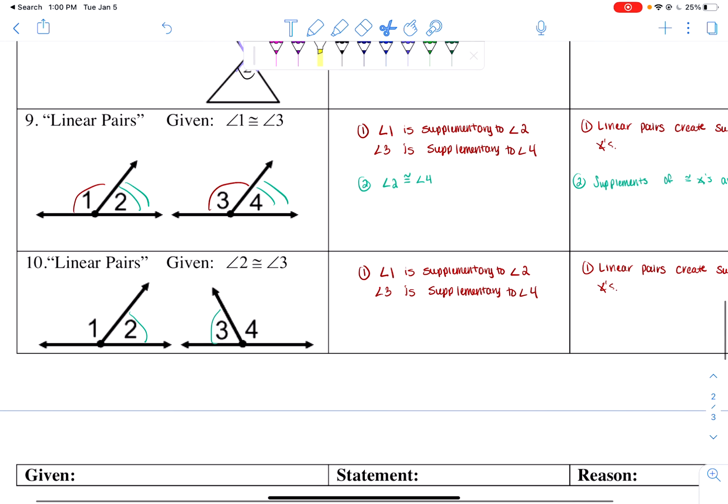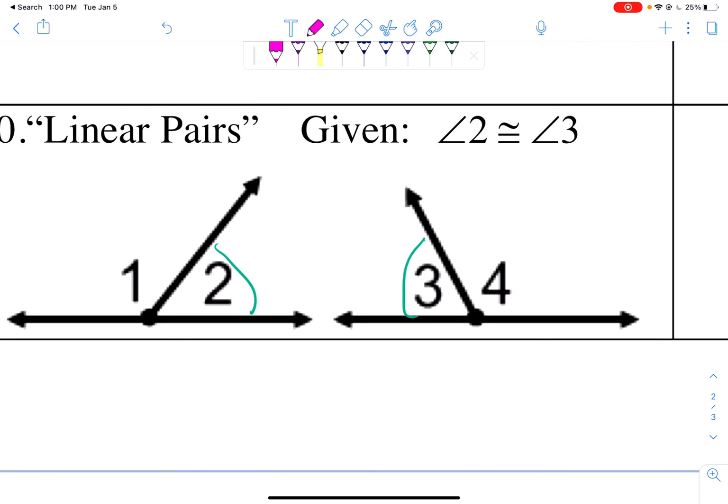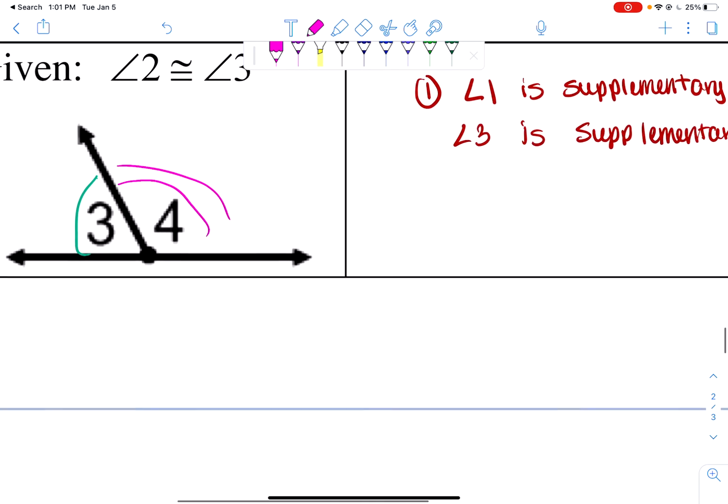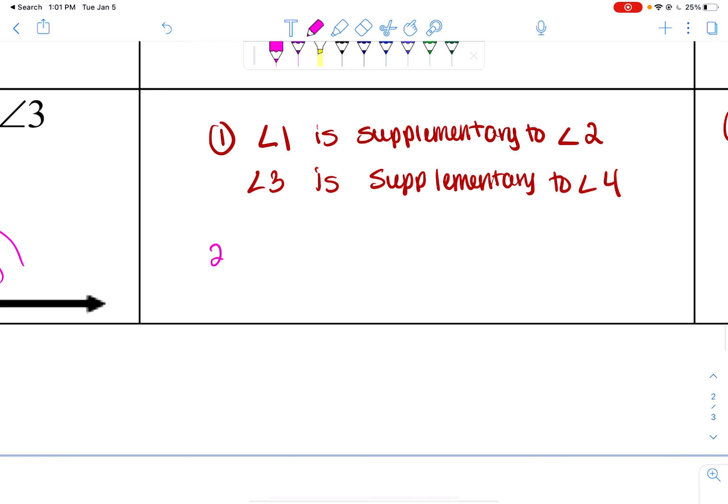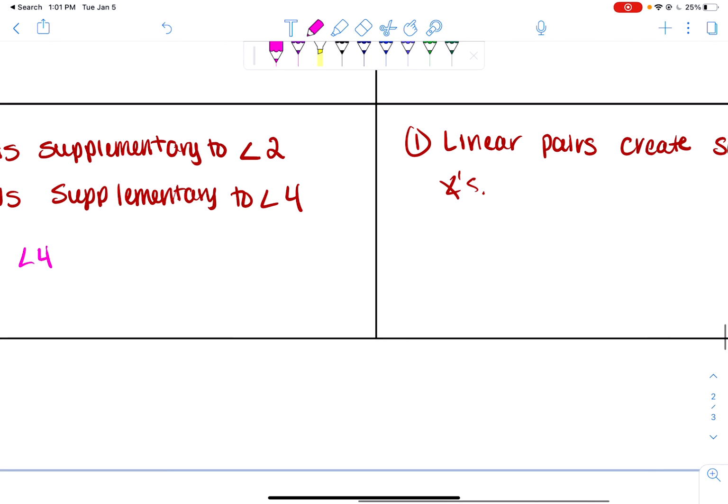Now, I can say angle 1 is congruent to angle 4. And notice I'm using two semicircles this time. So angle 1 congruent to angle 4. And my reasoning would be supplements of congruent angles are congruent.